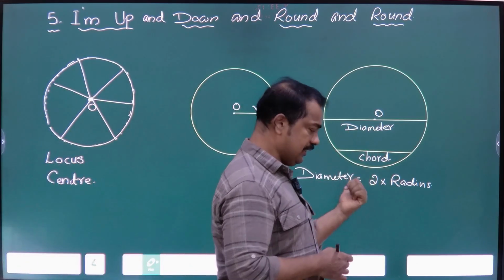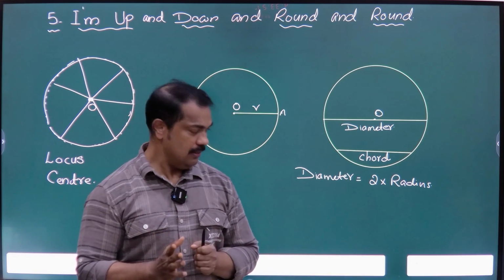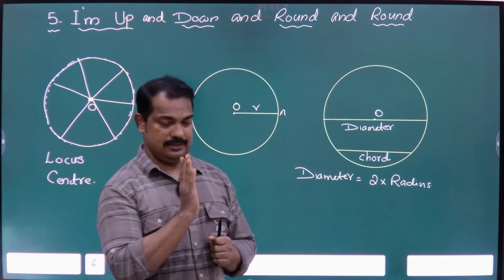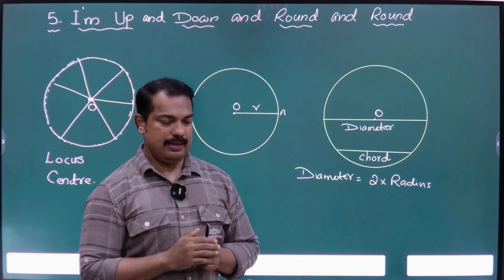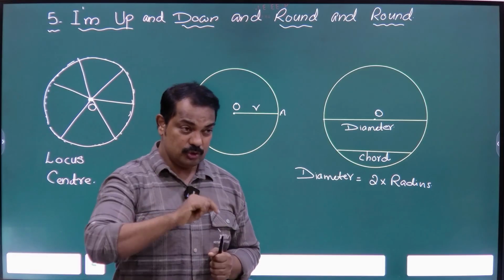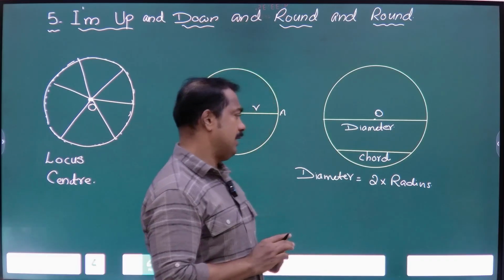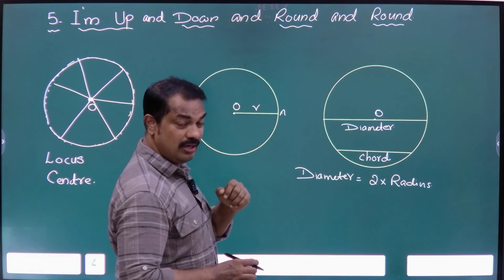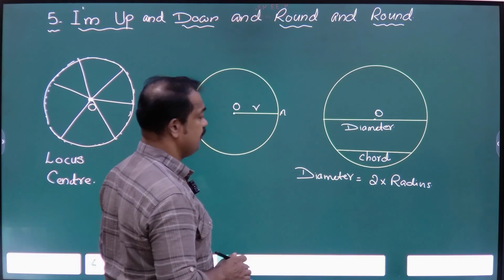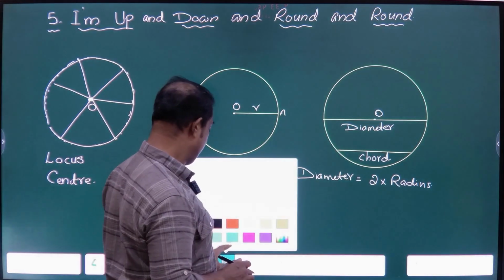Twice of radius is called what? Diameter. What is diameter? The chord that passes through the center of the circle is called diameter. Diameter is also the largest chord. Which is the largest chord of the circle? Diameter.